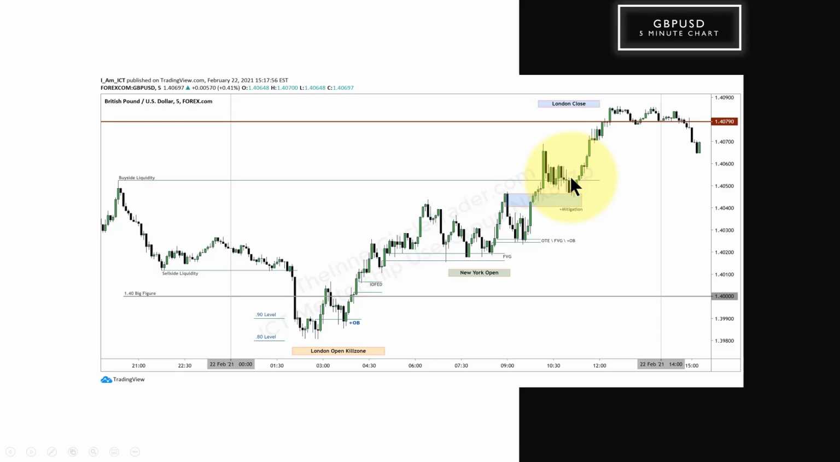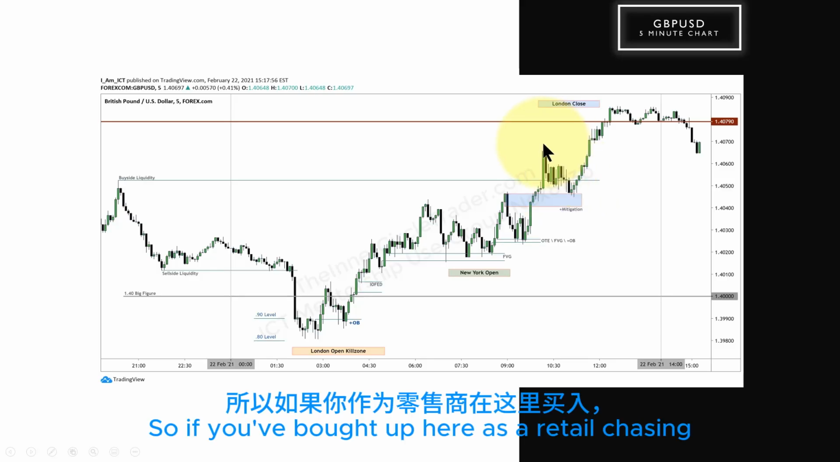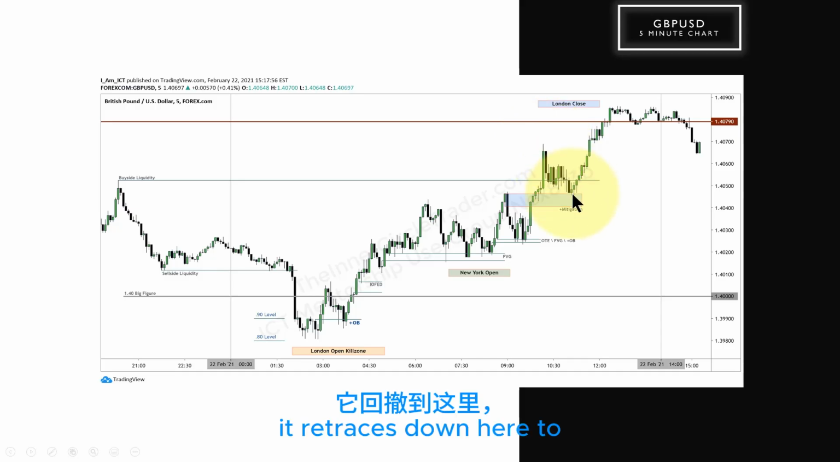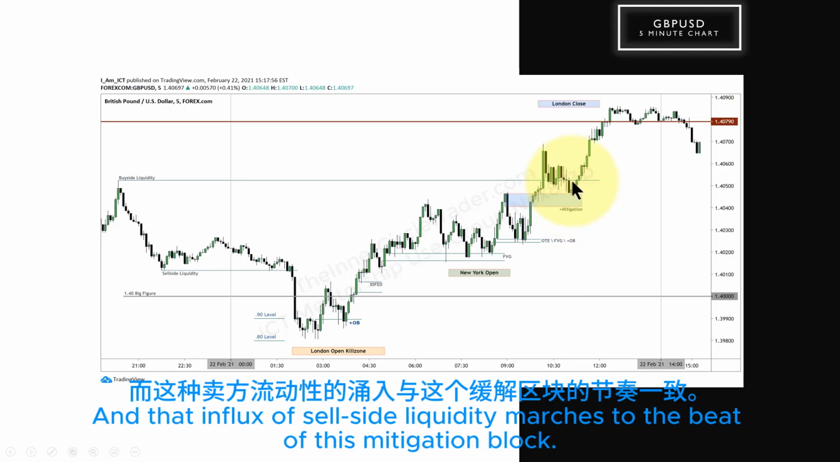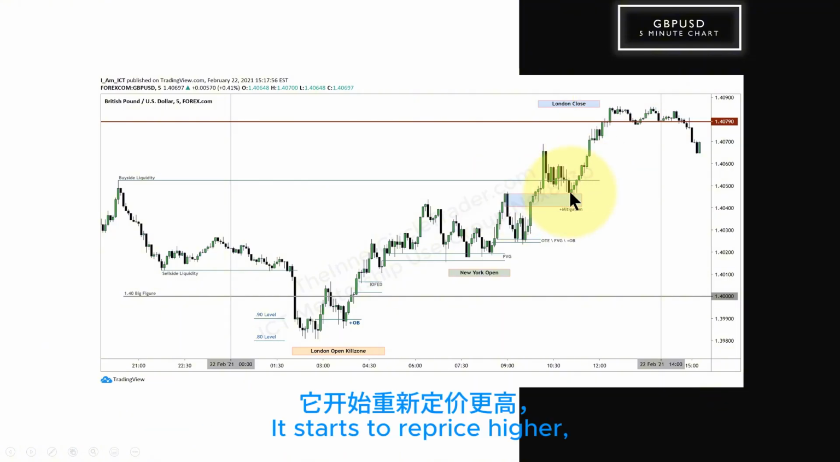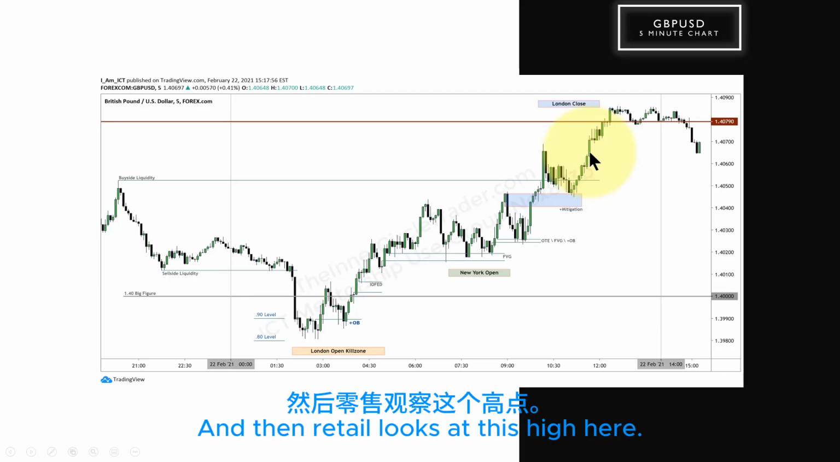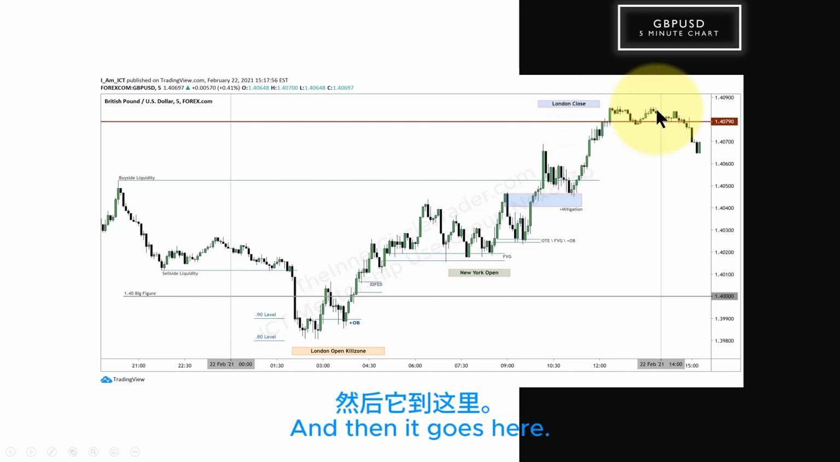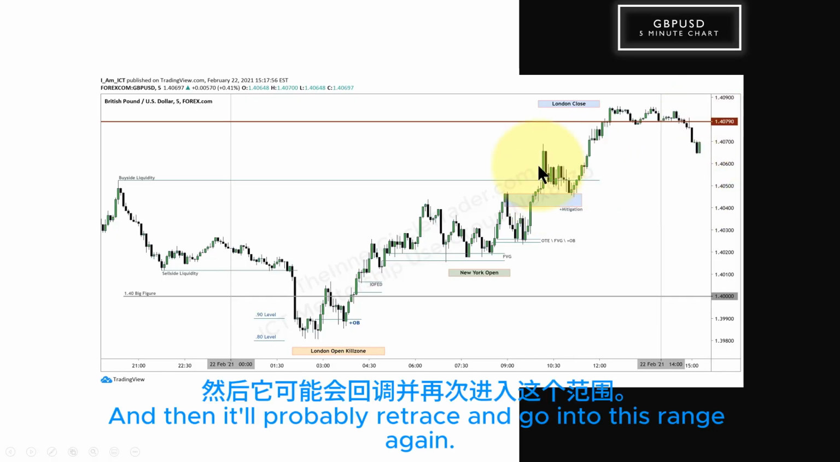That's what's occurring. So if you've bought up here as a retail chasing trader and it retraces down here to get out of that long, what are you doing? Selling. And that influx of sell side liquidity marches to the beat of this mitigation block, and then you see this. It starts to reprice higher, and then retail looks at this high here, it trades through it. What do they want to do? Watch a little bit more. Yeah, it's going up. Let me go back in and buy it again. And then it goes here, and then it'll probably retrace and go into this range again.